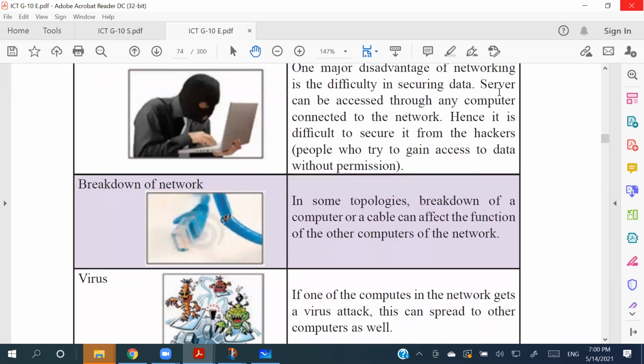And breakdown of networks. So breakdown of networks can happen in many ways. Like when we were discussing the topologies, we talked about the single points of failure that they can have. For a star topology, it is the central device. For a bus topology, it is the backbone, right? And in those cases, we haven't talked about the breakdown of the cables.